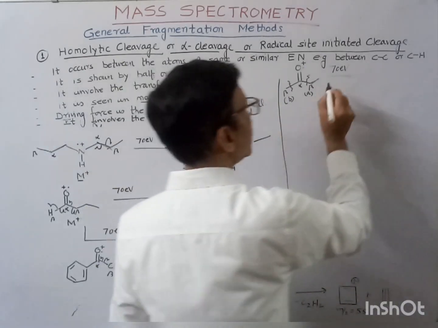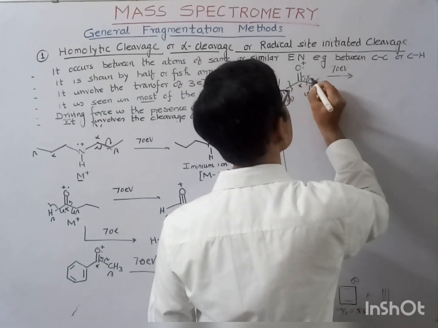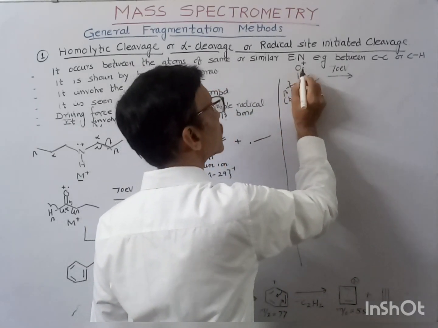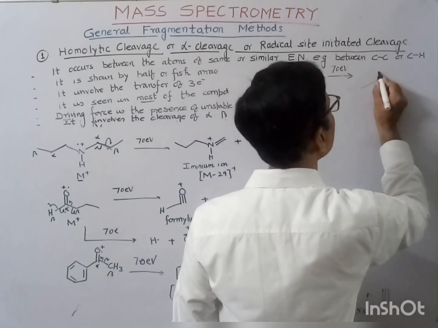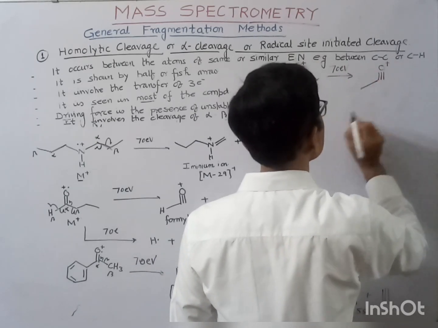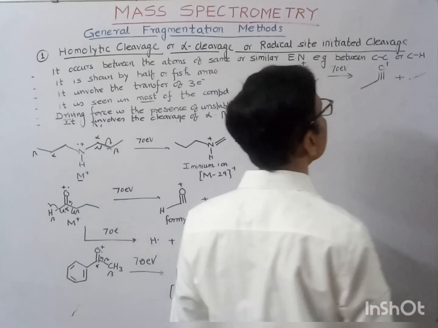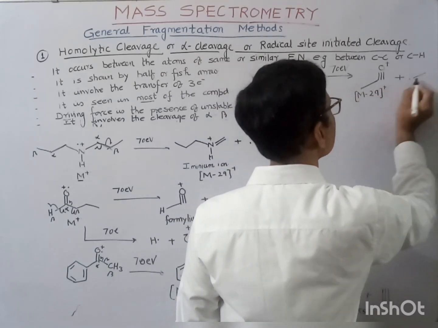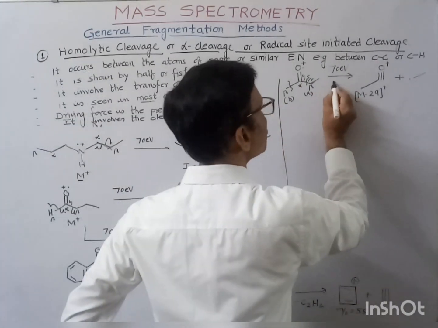From path A, what will you get? You will get this fragment and this one, and the radicals combine to form a resonance-stabilized cation, plus an ethyl radical. So an M minus 29 peak will appear, since the ethyl radical has a mass of 29. So this is path A.